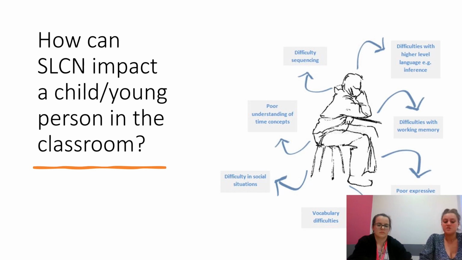They might have a poor understanding of time concepts as well. So these students may not come to your lessons on time. They might not realise when the lessons have ended or when they're starting. They might find it hard to get around school or even to arrive at school on time. Or even in lessons, if you set a task and say it's got to be completed within 5 minutes, they may not have a concept of how long 5 minutes is or how long they've got for that task. They may have difficulty sequencing or just following those instructions that you give them within the lesson as well.